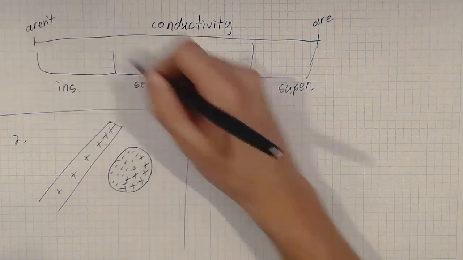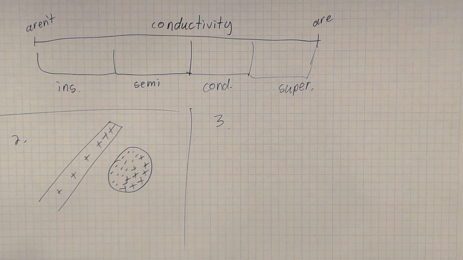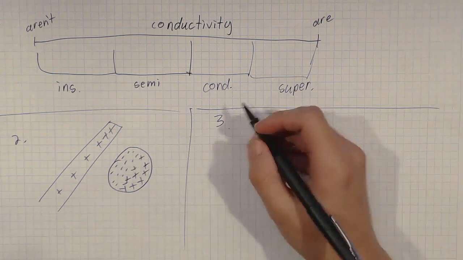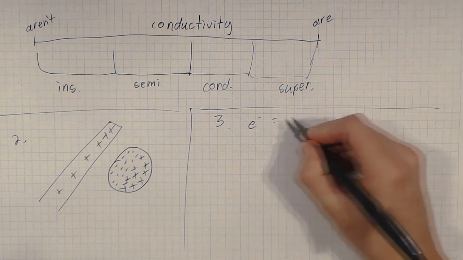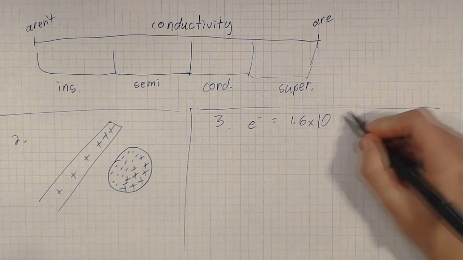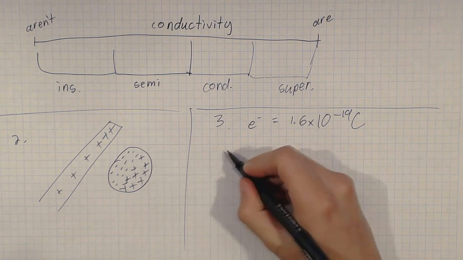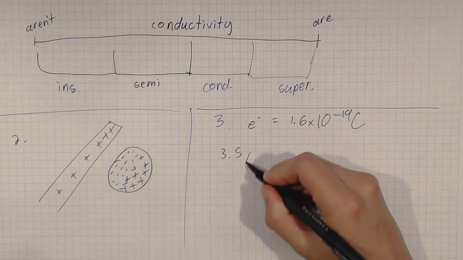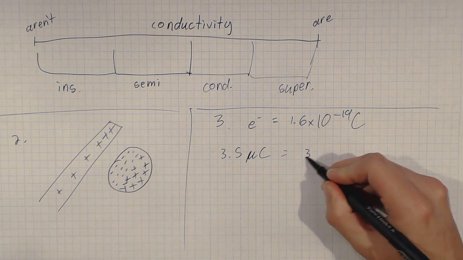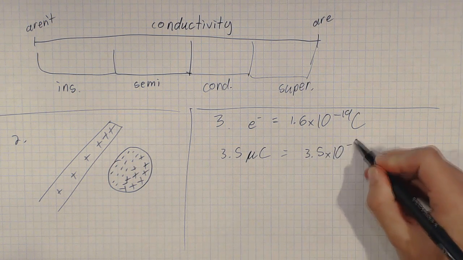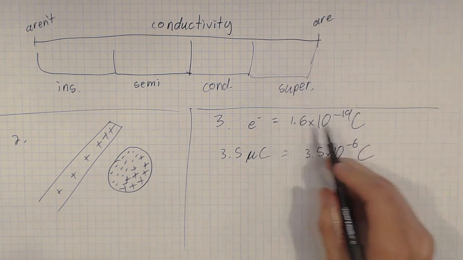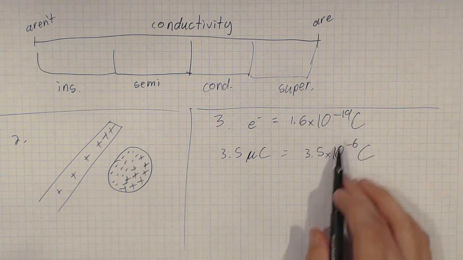Now on to question 3, which says, a negatively charged balloon has 3.5 microcoulombs of charge. How many excess electrons are on this balloon? Now this may seem like a weird problem, but really they're asking how many electron charges, and the charge of an electron is 1.6 times 10 to the negative 19th coulombs. So if you have a charge of 3.5 microcoulombs, or 3.5 times 10 to the negative 6 coulombs, how many electrons, which have a charge of 1.6 times 10 to the negative 19th coulombs, make up that charge?